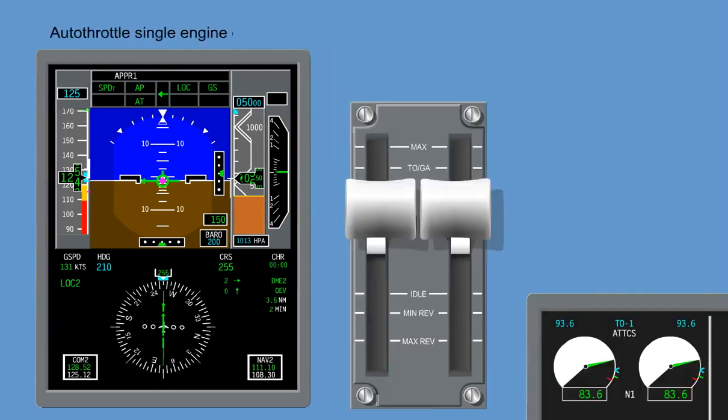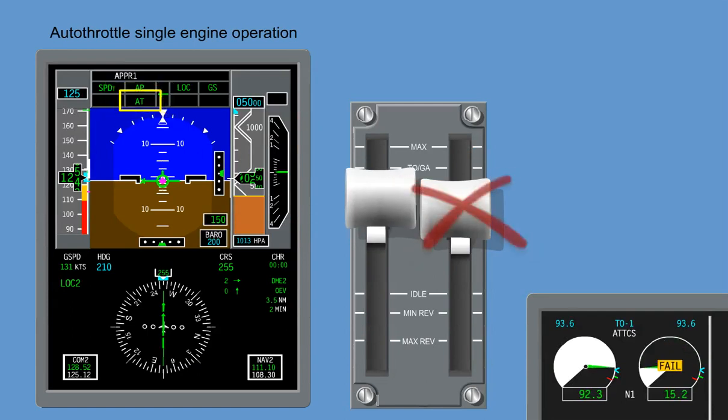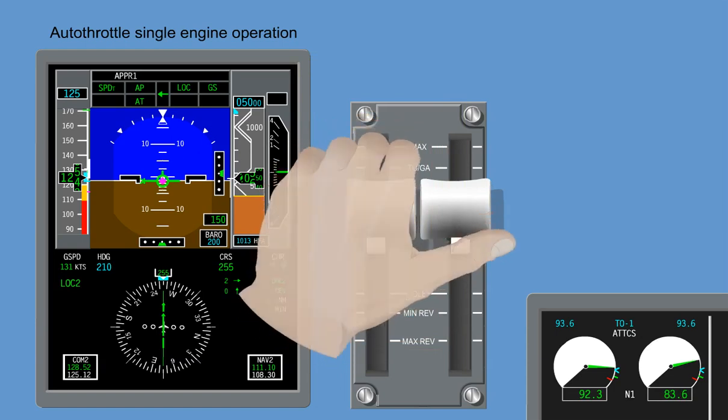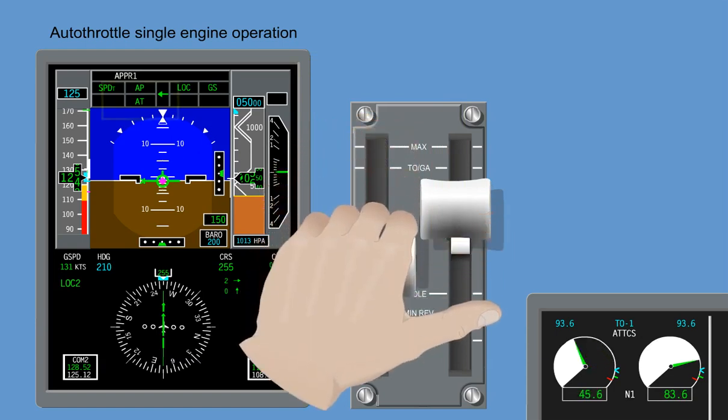Autothrottle single-engine operation. In case the FADEC detects an engine failure or engine shutdown, the autothrottle deactivates the respective thrust lever. The operating engine's thrust lever remains active for autothrottle operation. Reducing the thrust lever to simulate an engine failure will cause autothrottle disengagement due to thrust lever position split.